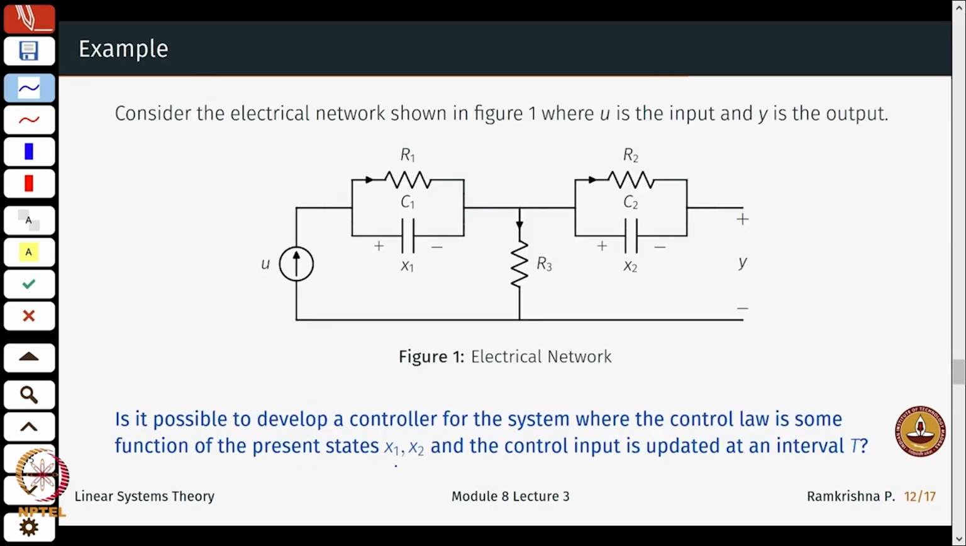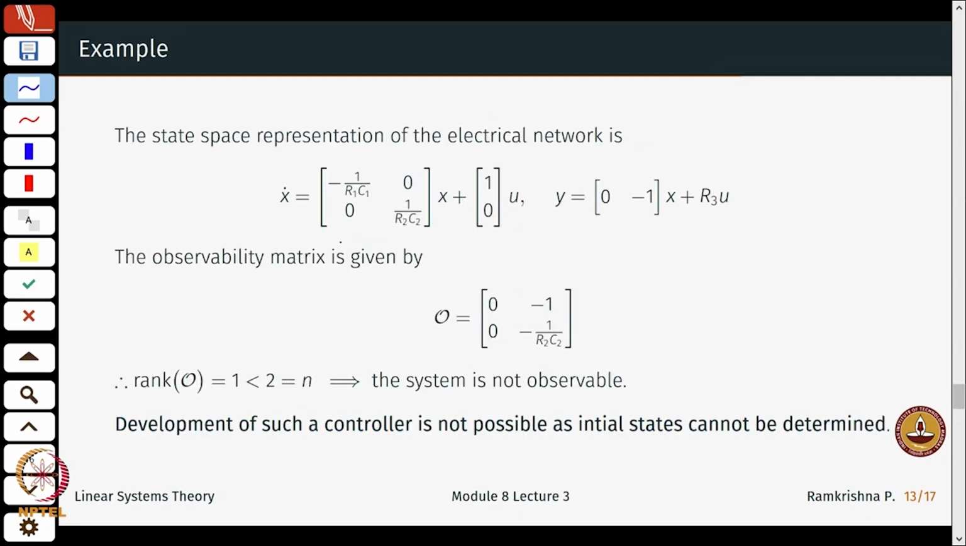Okay. So, we start with the example that we had in the first lecture, right. So, the question there was, is it possible to develop a controller where the control law is some function of the states x1 and x2, and the control law is, say, updated every interval t. Okay, and then what I have for measurement is only the output y here. So if I write down the state equations for this, I will have something like this, where y is just this one plus some d here.